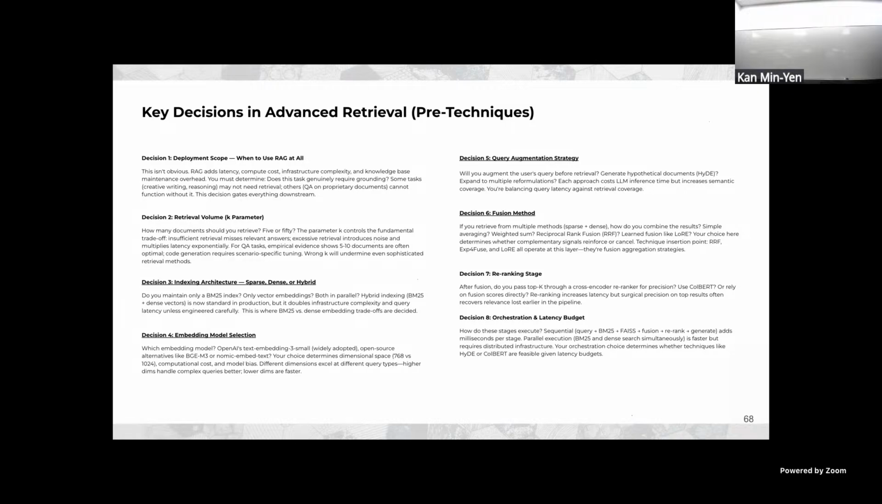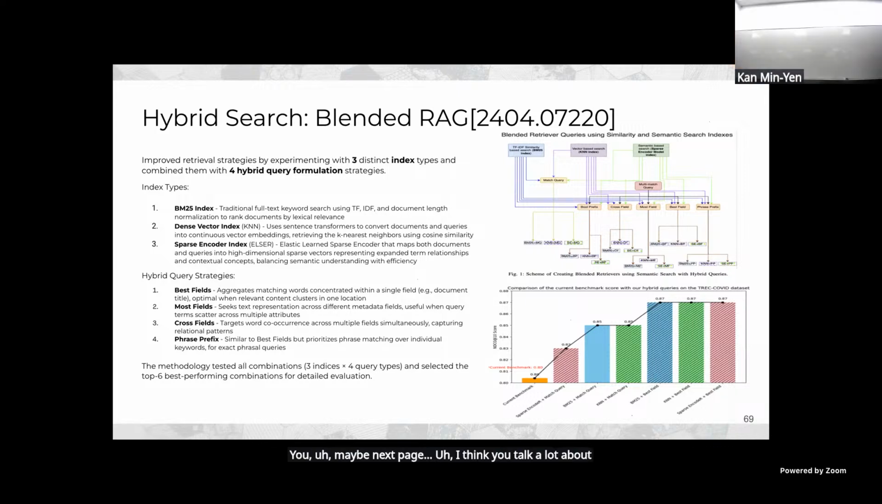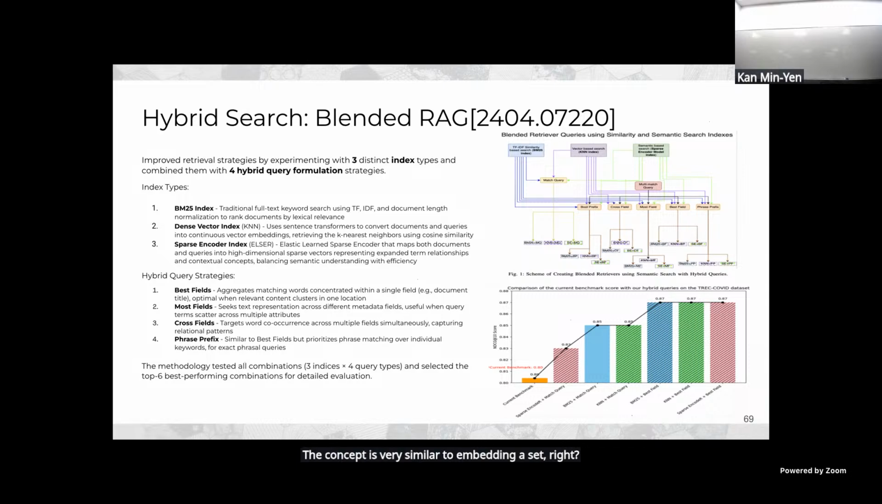Maybe next page. Okay. I think you talk a lot about sparse encoder index here, right? Yes. The concept is really similar to embedding itself, right? What is the difference? Or am I just confused about that?